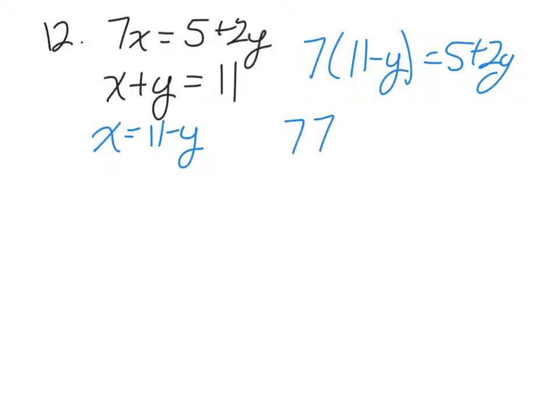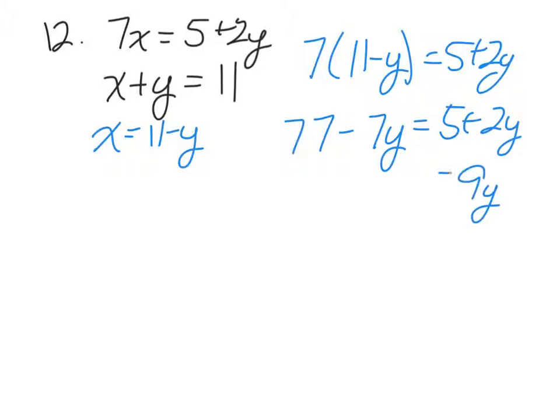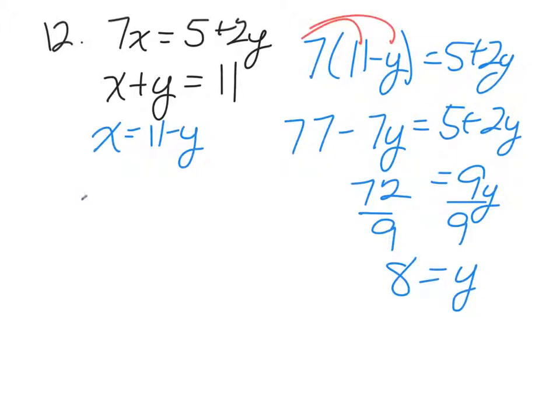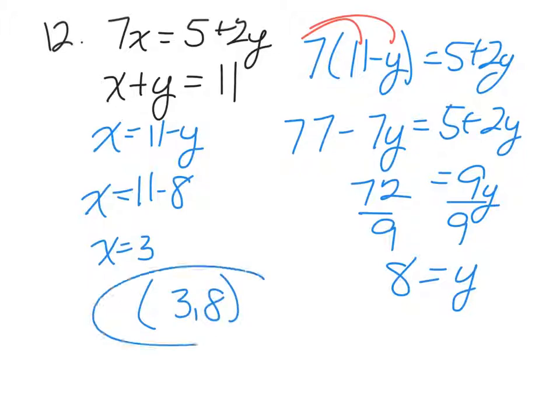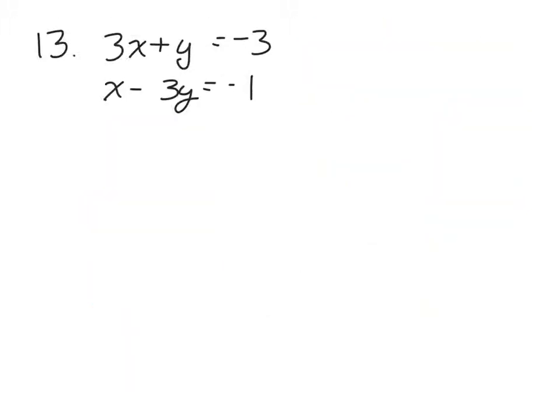So I've got 77 minus 7y. Add 7y to both sides. Subtract 5 from both sides. Divide by 9. Y is 8. And substitute 8 back in for y. So x equals 11 minus 8. So x is 3. So my ordered pair is 3, 8. And I could check it in the first equation. Does 21 equal 8 plus 16? Sure it does.